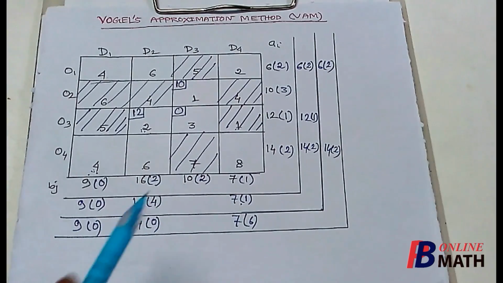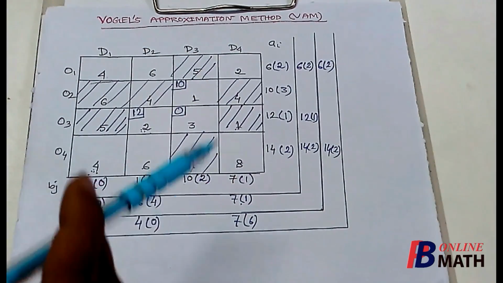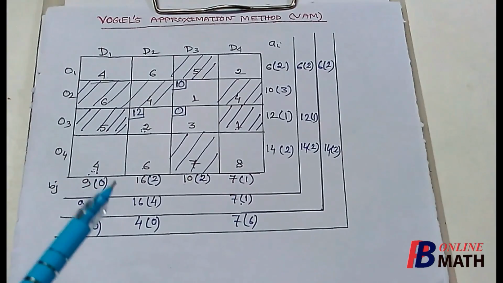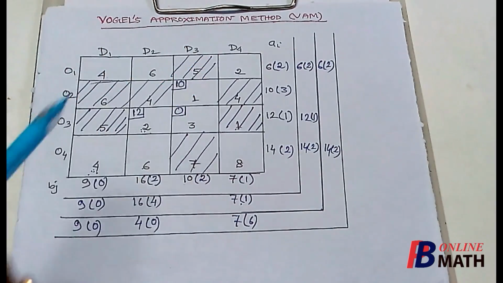to this column. So the next allocation will be made either in this cell or in this cell. For that we have to check the minimum cost value among the cells of this column. We find that the minimum cost value is 2. So the next allocation will be made in this cell.